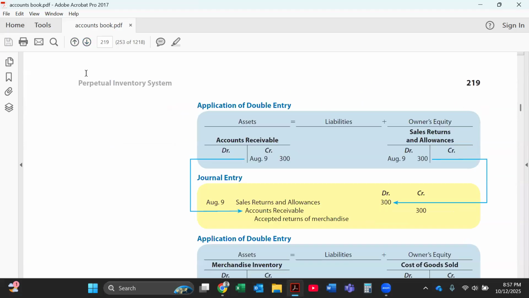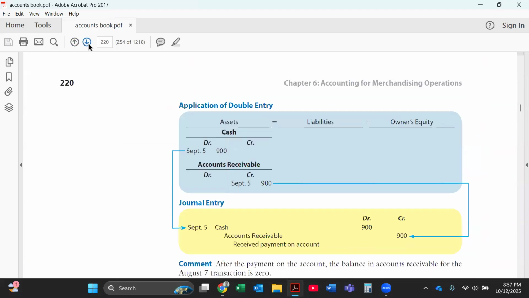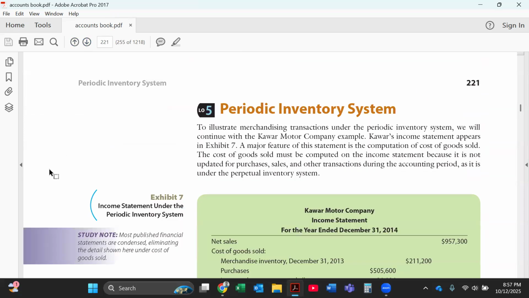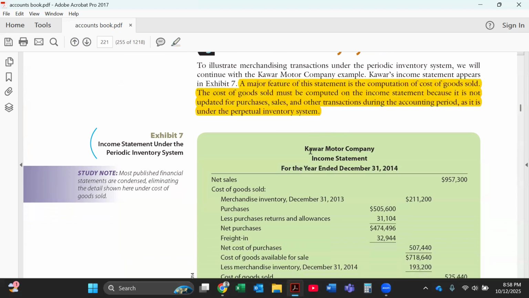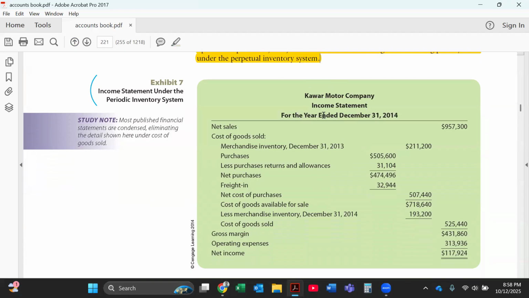All right. And so that's just a recap of the perpetual method, again, where we're accounting and making sure we adjust inventory every time. The next method we look at is going to be the periodic method. And with the periodic method, a major feature of the income statement is a computation of cost of goods sold. The cost of goods sold must be computed on the income statement because it is not updated every time we have a purchase and a sale and other transactions as with the perpetual system. So this is going to be something that you're normally tested on. This is something to remember.